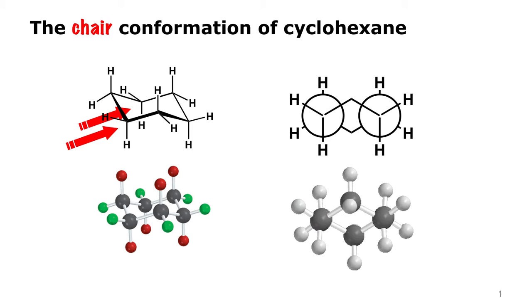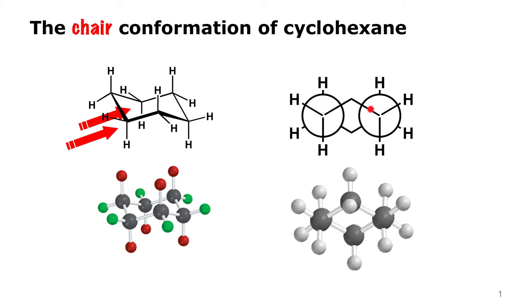There's no significant steric strain, no significant angle strain. There's also no significant torsional strain, and one can see that if you imagine standing here to the left of this chair conformation and looking at it from the direction indicated by these two arrows, we get a Newman projection that you can see here.